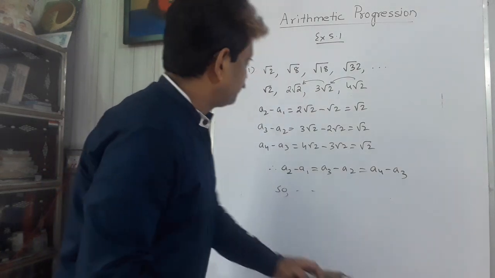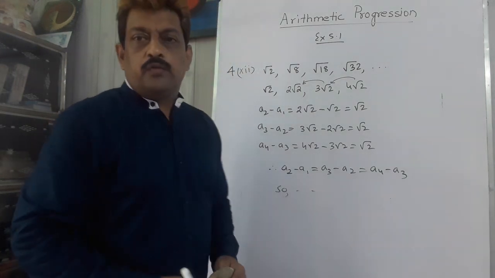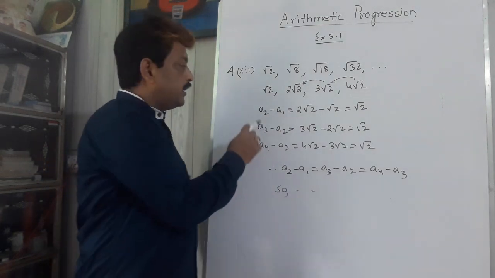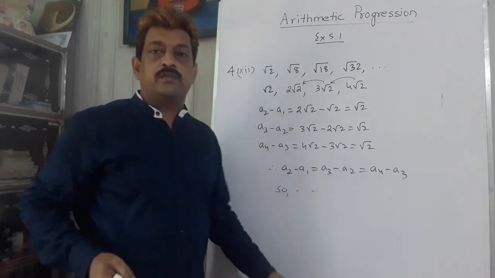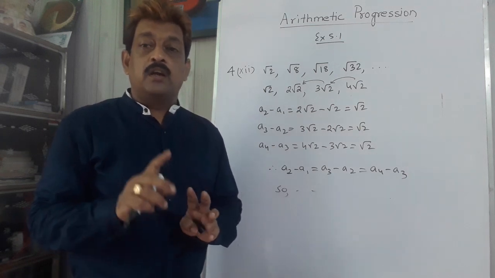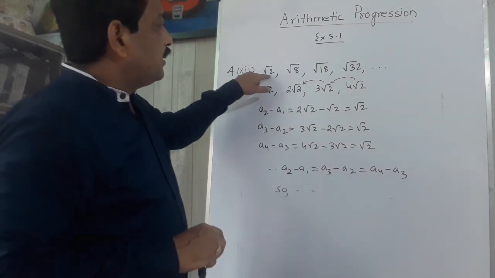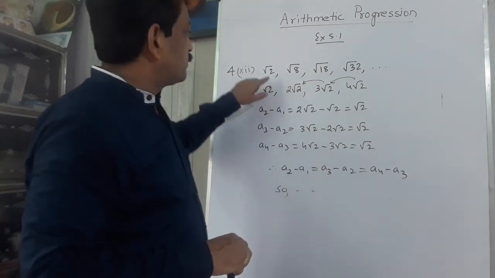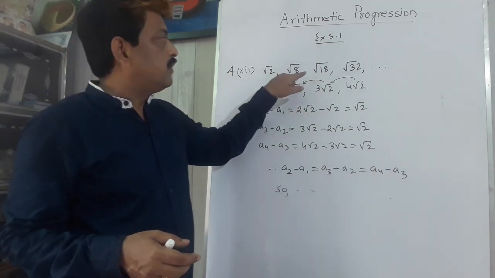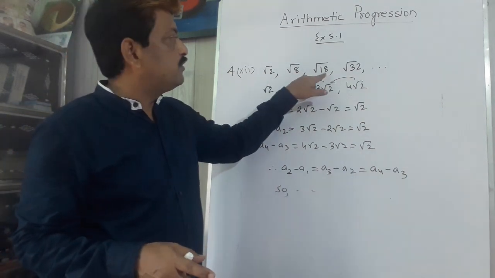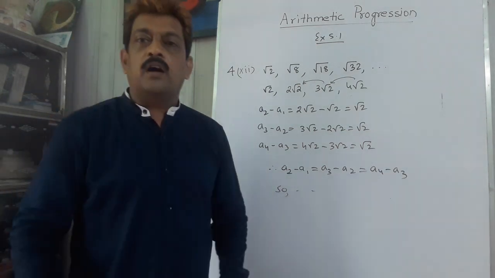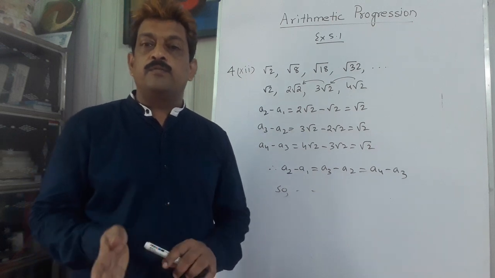Understood? Okay. So whenever you are going to subtract, that is, you are going to find A2 minus A1, A3 minus A2, A4 minus A3, first write it in the simplified form if it is not given. Apparently, it looks as if they are not in AP, because root 2, root 8, many will think that root 2 plus 6 is root 8, and then root 8 plus 10 is root 18. So a fixed number is not added, but that is not correct. The numbers under root cannot be added like that. We have to simplify it.